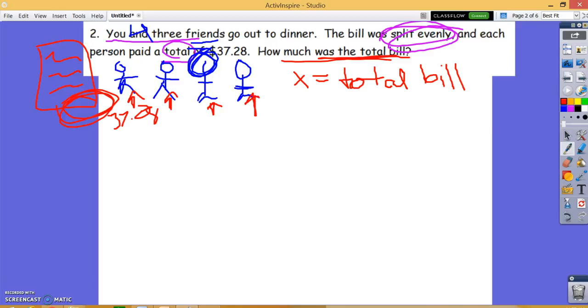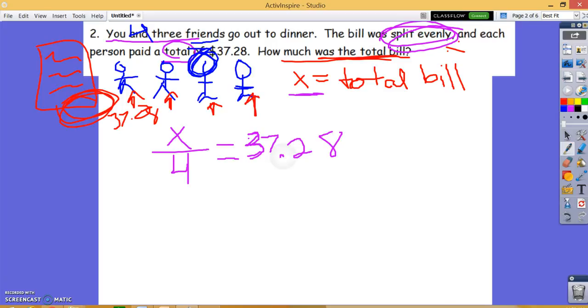Okay, so back to the problem. 4 friends go out. The bill was split evenly. Split evenly tells me that we're doing some sort of division. So I've got my 4 friends. They're splitting the bill evenly. So I've got a bill. We don't know how much it is, x. I split it between my 4 friends, and each person pays $37.28.